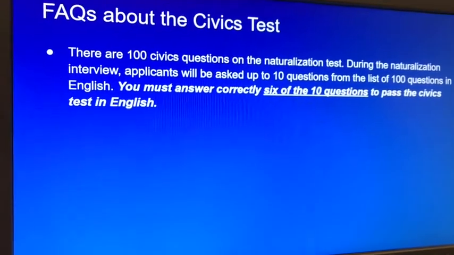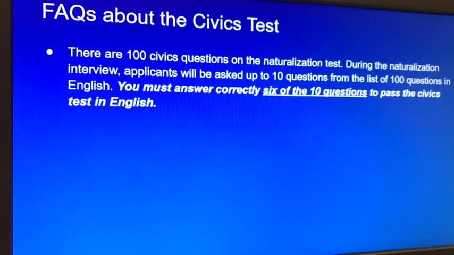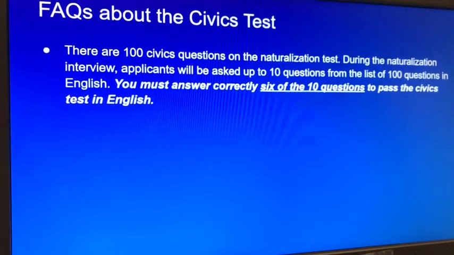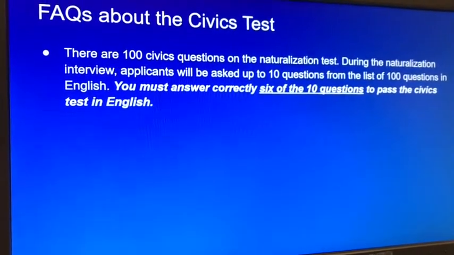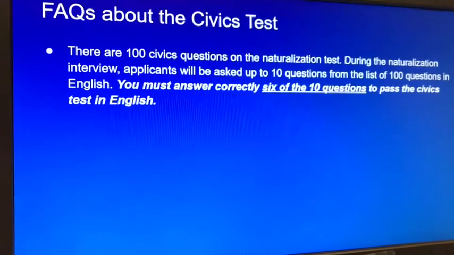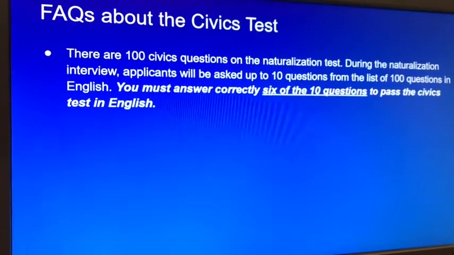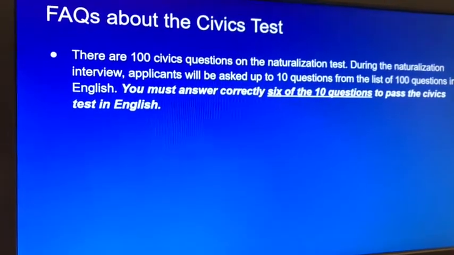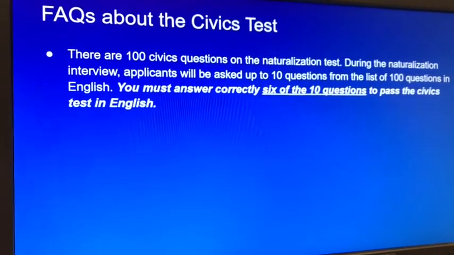As soon as you get 6 correct answers, your interviewer will stop the exam, congratulate you, and let you know that you have completed that portion of the exam. So again, you will have a possibility of 10 questions at your exam, but as soon as you get the first 6 correct, your exam will be over.